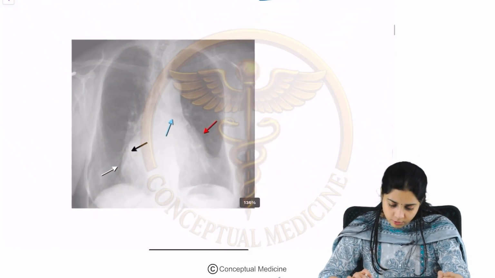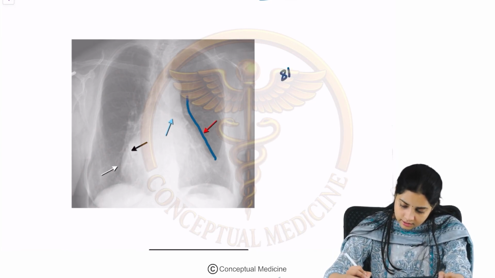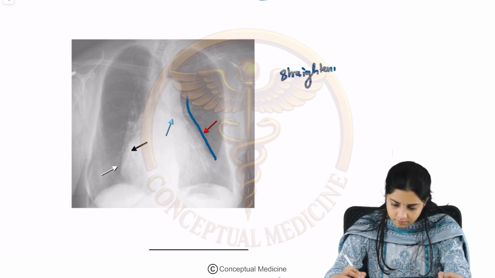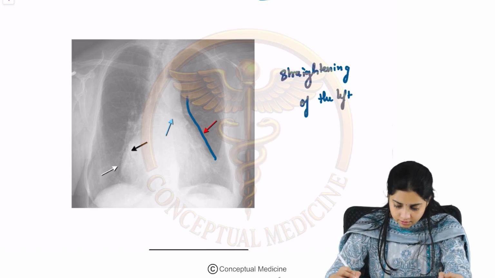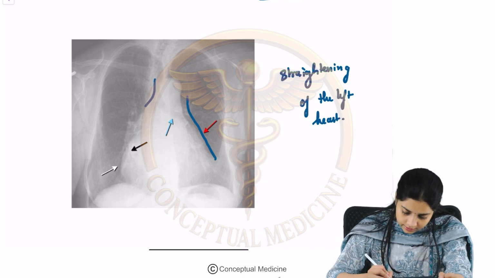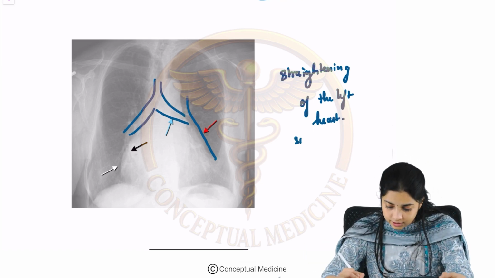In the chest X-ray, what is evident here? You can see that there is straightening of the left heart border. Right? Can you see that the tracheal shadow is here, and you can see that the trachea is splayed? So there is splaying of the trachea.